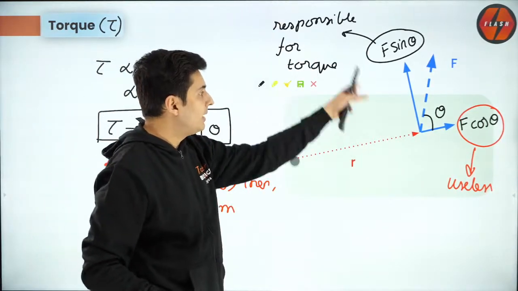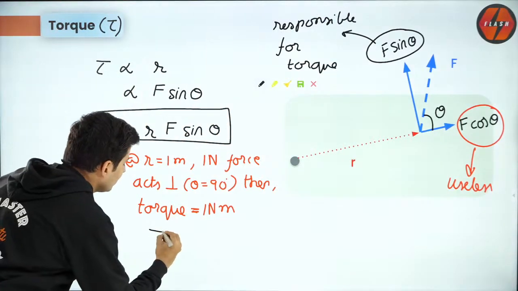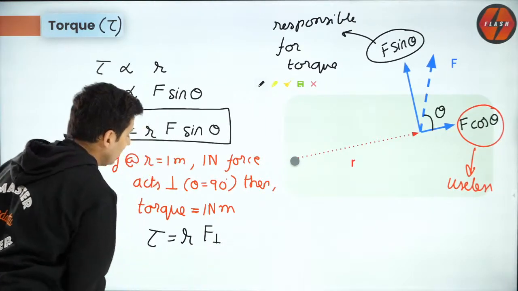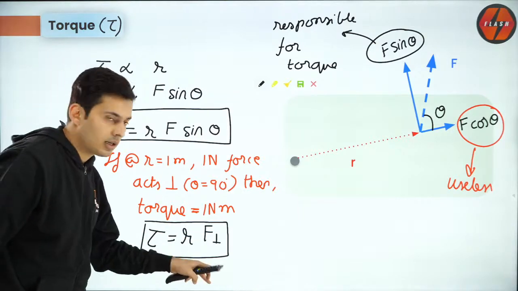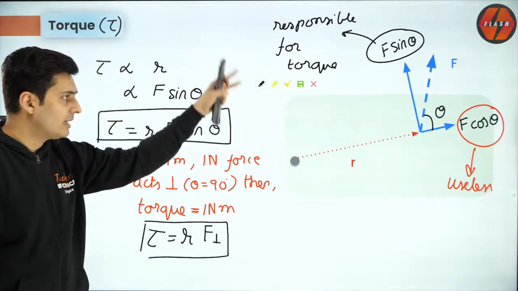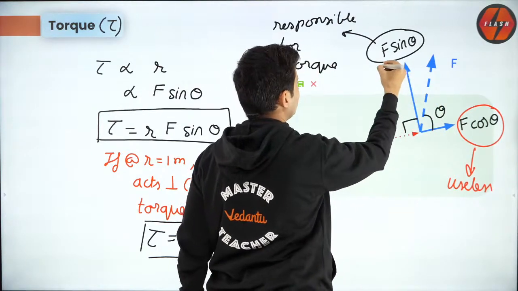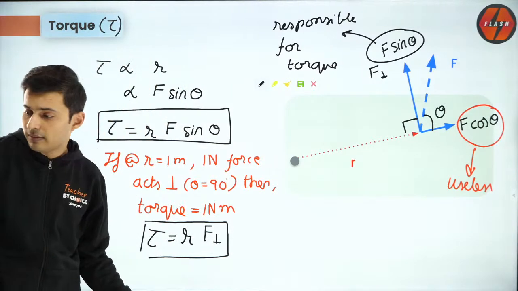So only the perpendicular force matters. In fact, in many places I have also seen torque being written down as R into just F perpendicular. This is also a good way of writing the value of the torque. F perpendicular, which is F sine theta. So this is that perpendicular that I am talking about. This is your F perpendicular. I hope this is clear till this point, everyone.